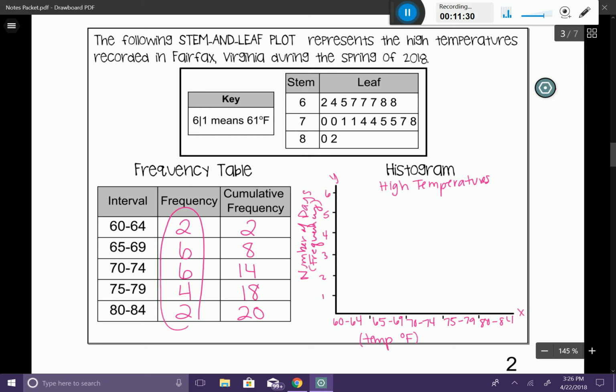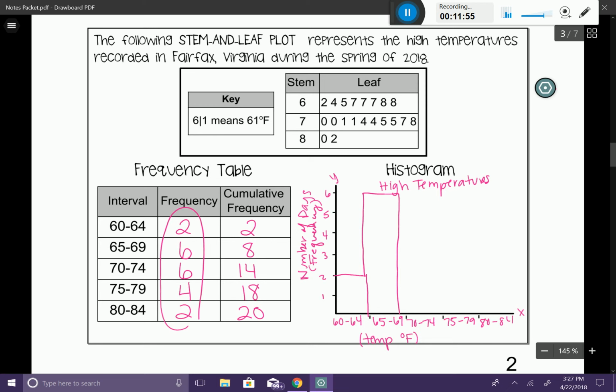All right, let's go ahead and plot our histogram now. Remember, we're always plotting the frequency. The frequency of our first interval is 2, so I'm going to draw that, nice little bar. The frequency of the second interval is 6, so I'm going to take this all the way up to the top. I'm trying to draw this as straight as I can for you. Sorry, I'm a little off there.